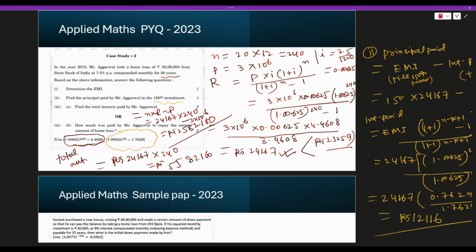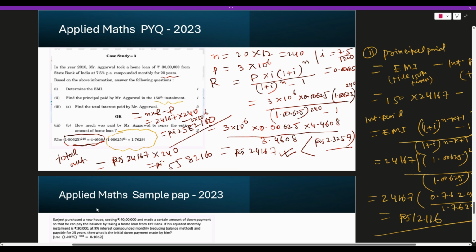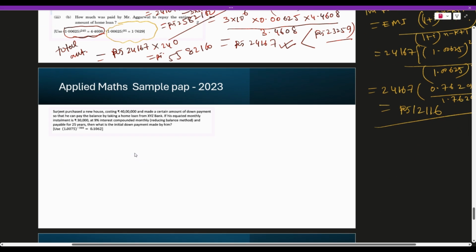Hope you have understood. Now I'll be discussing a question which is asked in sample paper 2023 sample paper. Just go through the sum. Just go through.